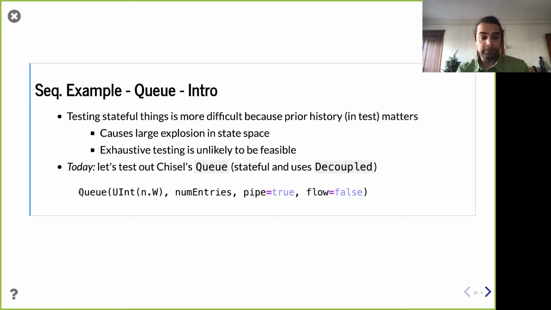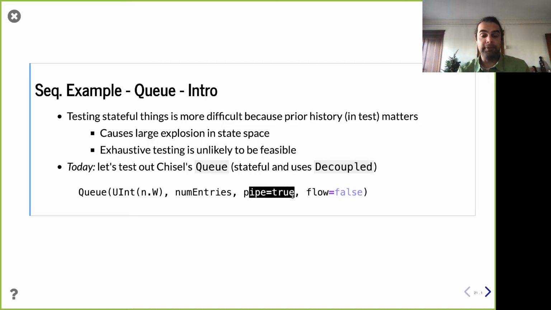So as a reminder, right, the queue, you give it the type you want it to hold. Internally, it's going to have decoupled input and decoupled output. You can tell how deep the queue is, how many entries it has. And then there are these extra parameters, pipe and flow. Flow is a way to bypass the queue if it's empty. If something comes in and goes out in the same cycle without going to a register, flow is true, but we made it false. It'll make it easier for us to model this.